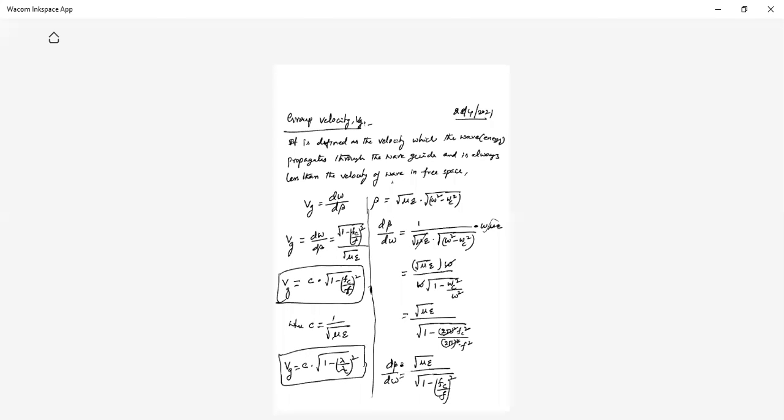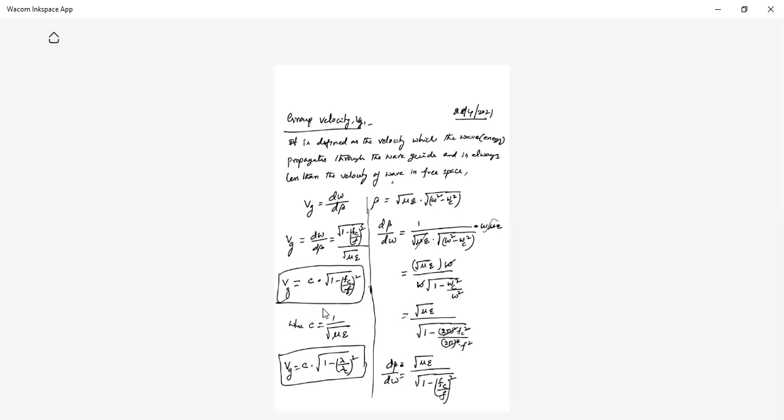So now, what is the equation for Vp, the phase velocity? Vp is C by root of 1 minus (Fc by F) whole square. What is Vg, the group velocity? Vg is C into root of 1 minus (Fc by F) square.